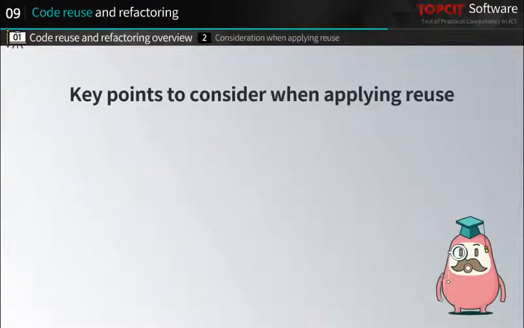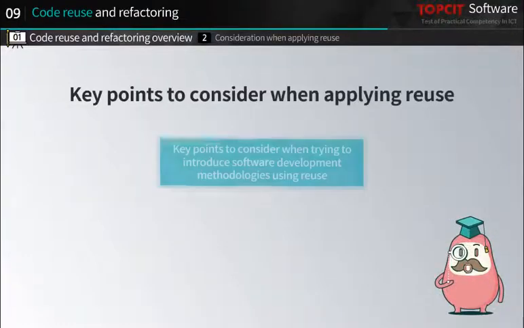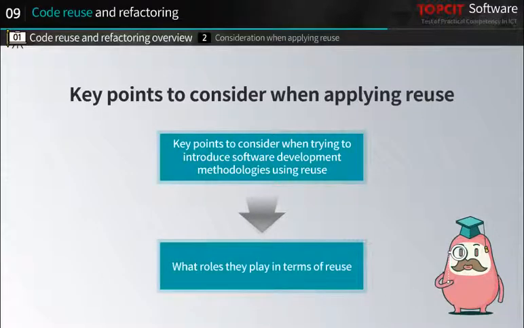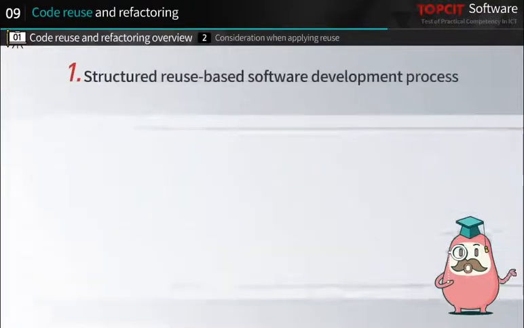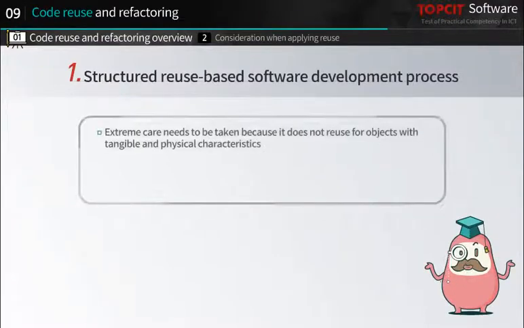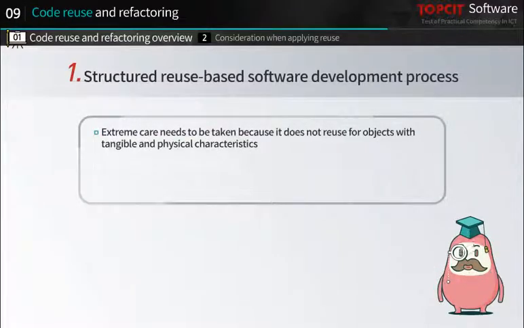There are things to consider when applying reuse. Let's take a look at some of the key points to consider when trying to introduce software development methodologies using reuse, and what roles they play in terms of reuse. The first is a structured reuse-based software development process. Reuse can be intuitively considered very straightforward, but extreme care needs to be taken because it is not reuse of objects with tangible and physical characteristics.